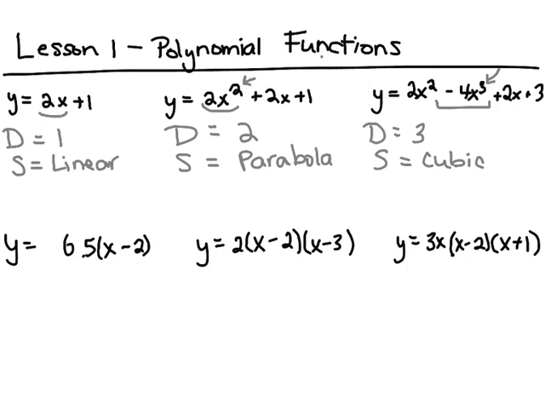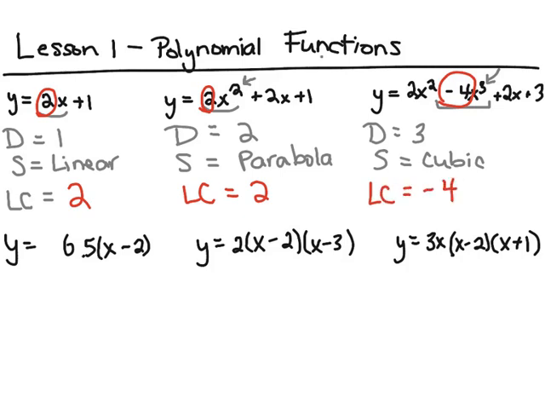The last thing that's really important is our leading coefficient. Our leading coefficient is always the number that's in front of our highest degree. So this number is in front of our highest degree, so our leading coefficient is 2. 2 is in front of our x squared, so our leading coefficient is also 2 for this one. For this one, negative 4 is in front of our x to the power of 3, so our leading coefficient is negative 4.